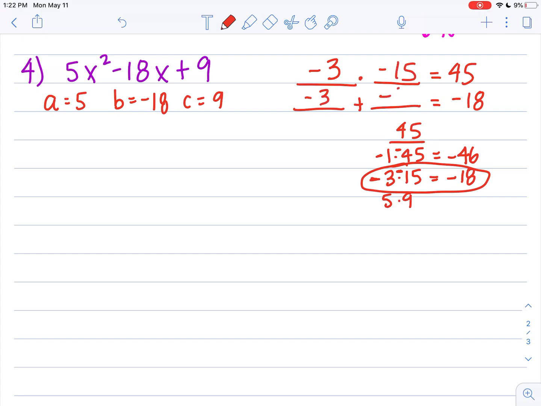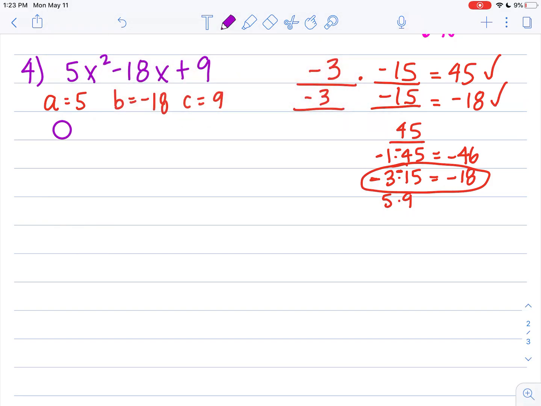So negative 3, negative 15. Erase the plus sign if it's plus and negative. You don't have to. It's just, I think it's more clear if you just have the negative instead of plus and negative. And then a negative 3 times negative 15 is 45. Negative 3 minus 15 is negative 18.